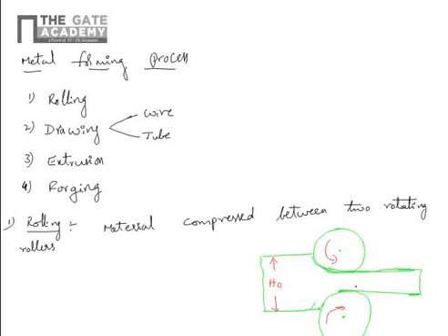H0 is the height of the metal strip before entering the roller, before rolling. H1 is the height of the strip after rolling. V0 is the velocity before rolling, V1 is the velocity of the strip coming out, and V is the velocity of the roller. So these are the parameters which we need to remember. R is the radius of the roller.